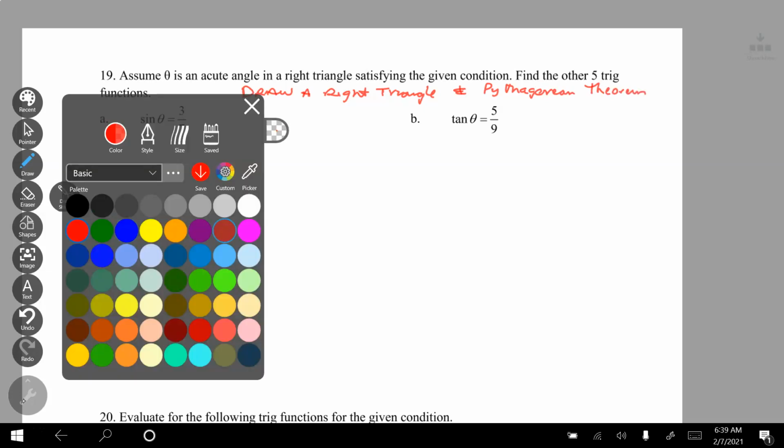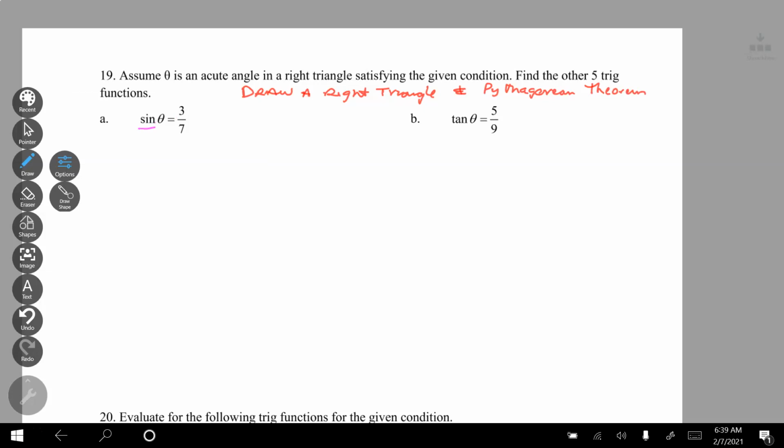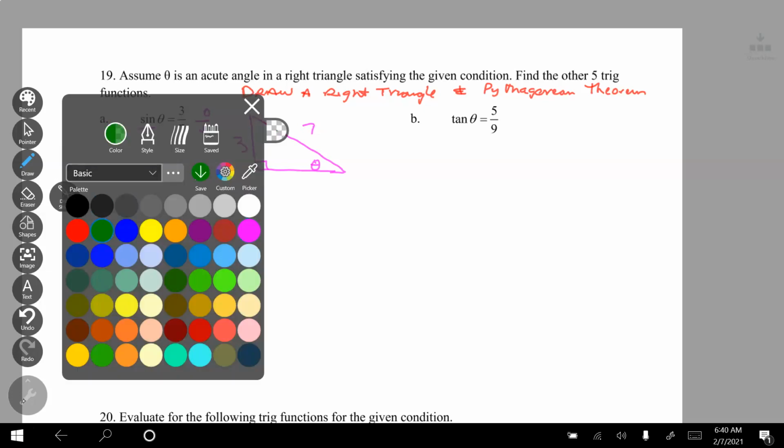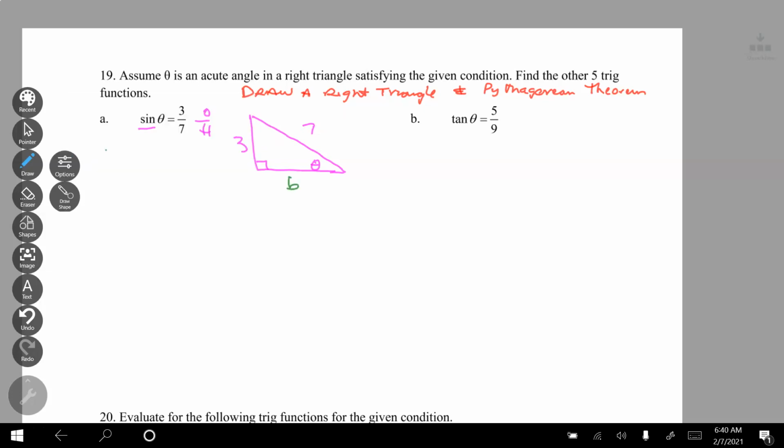So when I see this problem, I see sine, and sine is just opposite over hypotenuse. So I'm going to draw a right triangle. I always put theta here. Opposite side is 3, hypotenuse is 7, so I had to figure out the missing side. So right now I have 3 squared plus b squared is equal to 7 squared, and I kind of do things mentally.